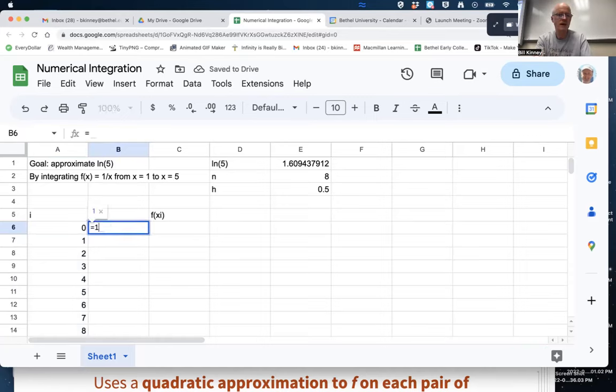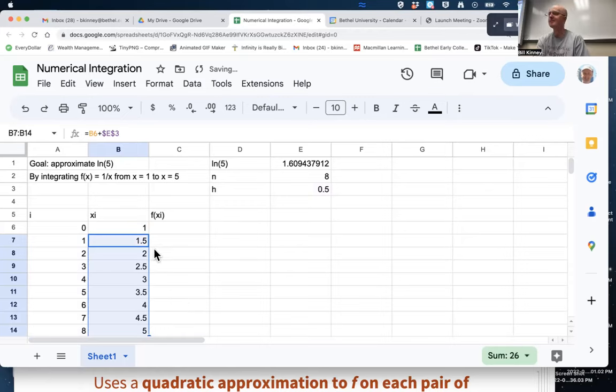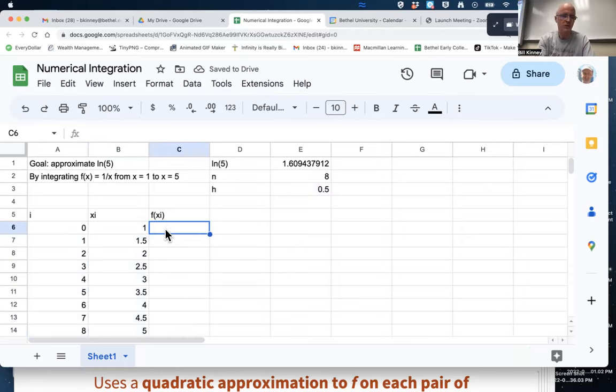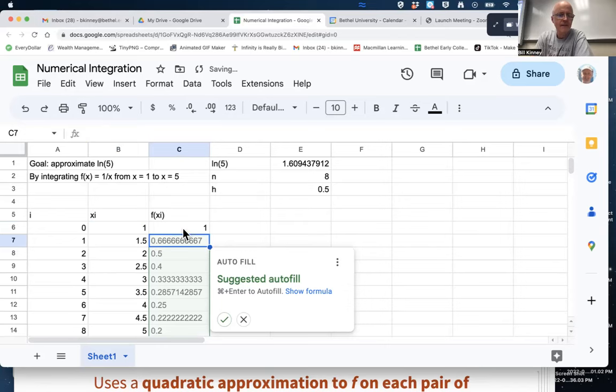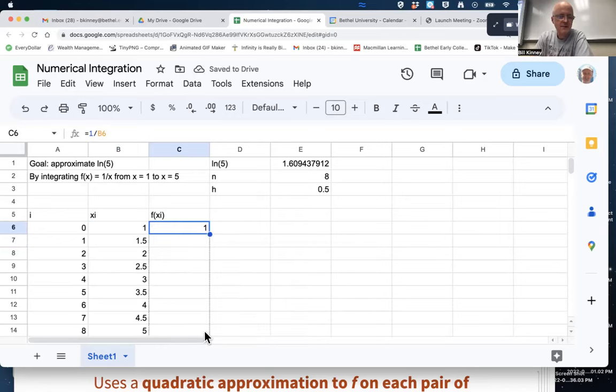Xi starts at 1 and then keeps going up by h. So here I'm going equals B6 plus $E$3, using dollar signs to keep the cell reference fixed. I get 1.5 up through 5 in the end. And then I'm evaluating the function 1 over x by doing this. 1 over B6. I could do an autofill, but I guess I'm not.